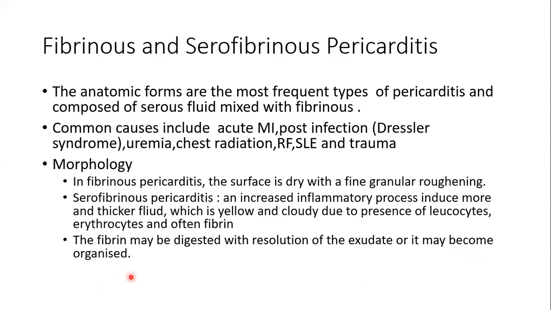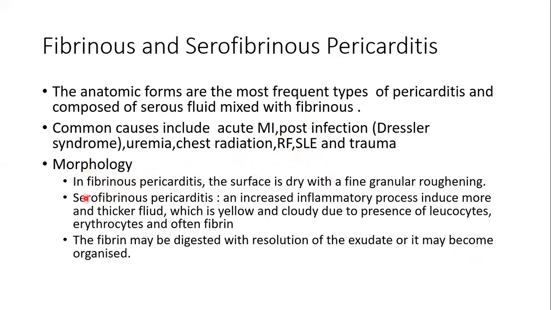So we also have the fibrinous and the serofibrinous pericarditis. This anatomic form is the most frequent type of pericarditis, and it's composed of serous fluid mixed with fibrin. Okay, so the common causes of this are acute myocardial infarction, you have the Dressler syndrome, uremia can also contribute, radiation, and also some of the connective tissue diseases can also contribute.